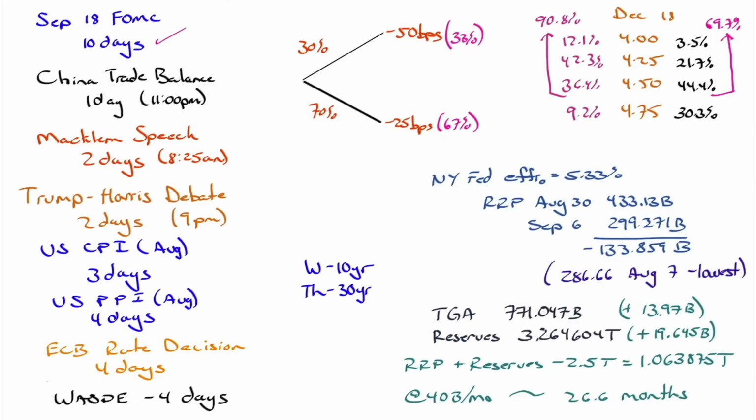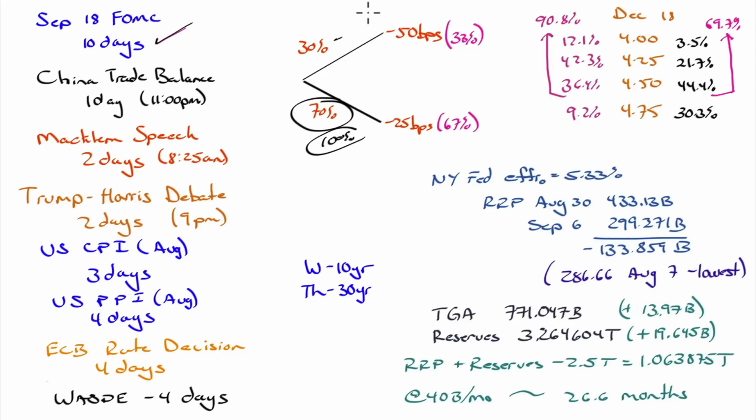FOMC now 10 days away. We are in the quiet period, so we shouldn't hear anything from any Fed official until then, but we are 10 days away. Probability at 70% for 25 basis points. I'm going to go ahead and say it's 100%. So the weighting over here has to disappear.